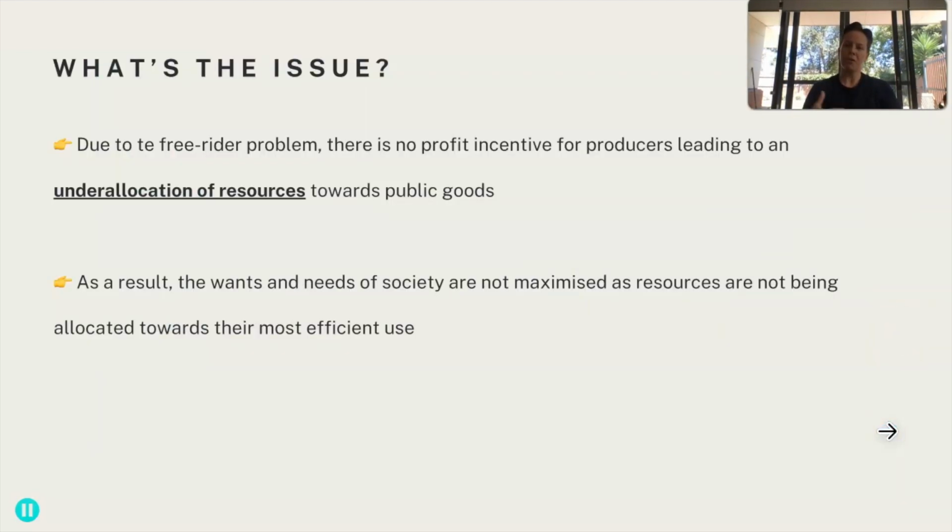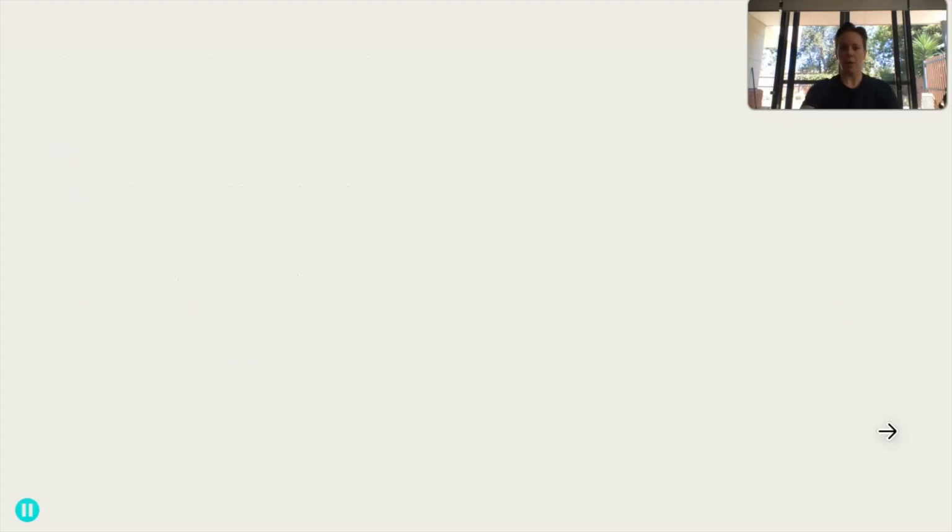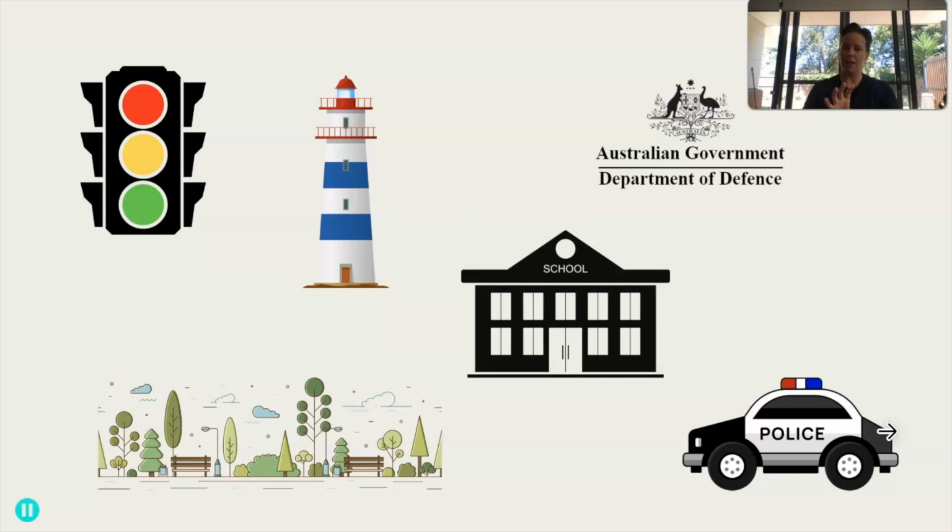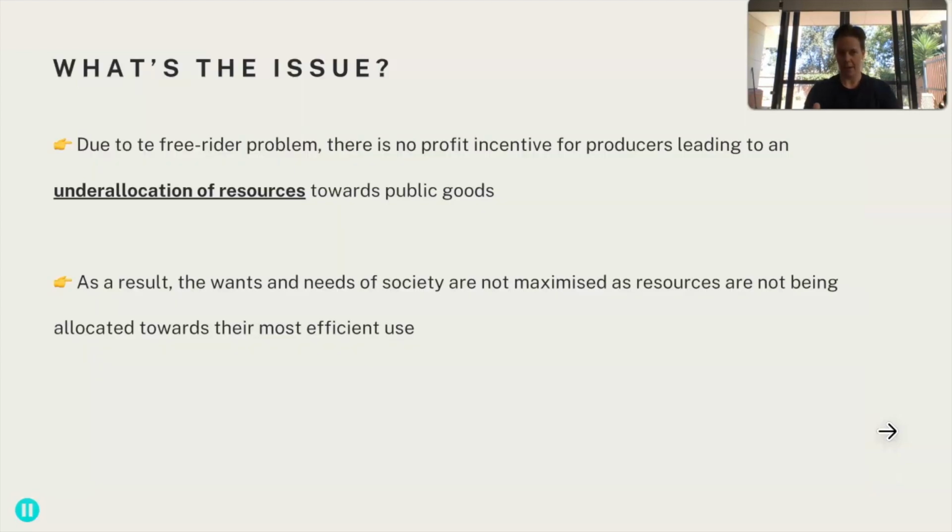So ultimately, guys, what's the issue? Due to the free rider problem, there's no profit incentive for producers, leading to an under-allocation of resources towards public goods. So if you think about all these things, without any type of government intervention, there's not enough of them that are going to be created, and that's going to have negative implications on allocative efficiency, okay? As a result, the wants and needs of society are not maximised as resources are not being allocated towards their most efficient use.